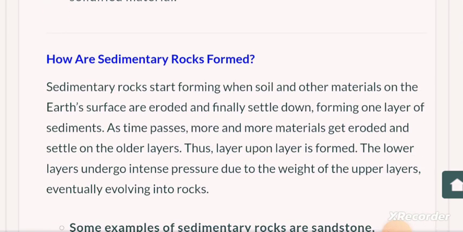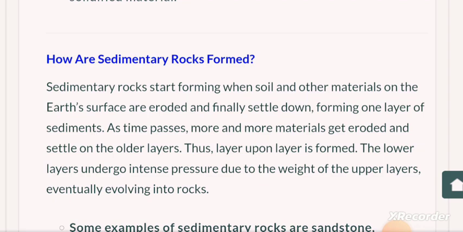Now the other type, the sedimentary rocks. Here we can see the process of how sedimentary rocks are formed. Sedimentary rocks start forming when the soil and other materials on the earth's surface are eroded and finally settle down, forming one layer of sediments. As time passes, more and more materials get eroded and settle on the older layers.